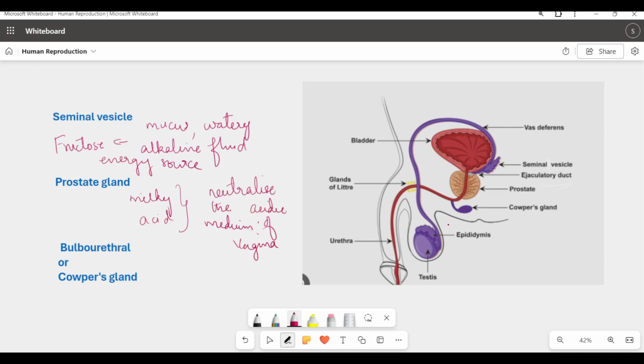And next you can see the Cowper's gland or the bulbourethral gland. It secretes mucus and alkaline fluid into the urethra. This mucus helps in lubrication of the penis, and it also neutralizes any urinary acids. You can see that it is situated beneath the bladder, just behind the urethra.